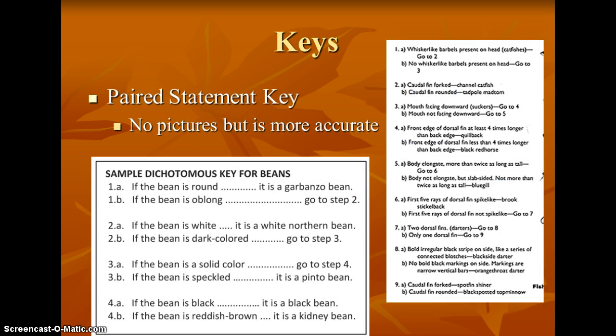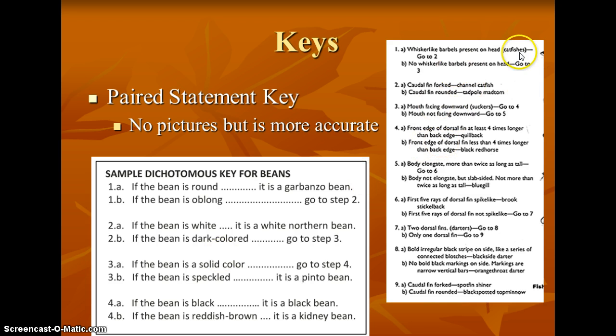Alright, the second thing is a paired statement key. So this one doesn't have pictures, but a lot of times it's more accurate. It's called a paired statement because it is a pair of statements. So looking at this one with beans, it says if the bean is round, it's garbanzo. If it's oblong, go to step 2. And so at each of the stages, one will lead you to identifying an organism, and the other will send you to another pair of statements. And you continue on until you identify what your organism is.